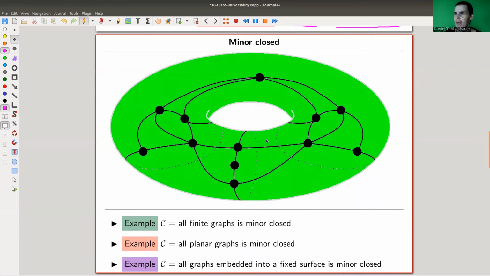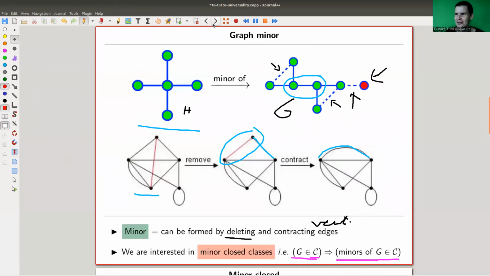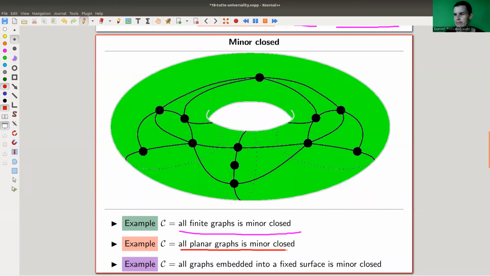There are quite a few minor closed classes. The most prominent one is probably that all graphs, or for this video, all finite graphs, are minor closed. That's not a very exciting example, but just to make sure. All graphs is a minor closed property because the minor of a graph is a graph. That's all I'm saying. A little less obvious, but also not so terribly difficult if you just look at the definition: if you can embed your graph in the plane, so you have a planar graph, then the same property holds for all minors.